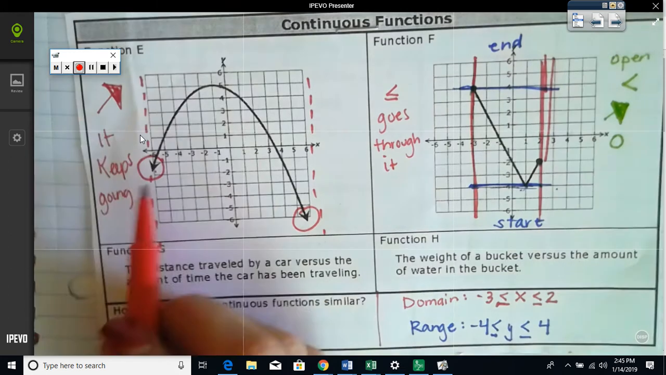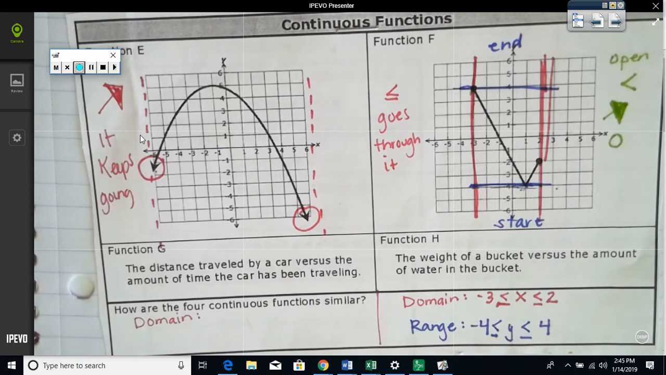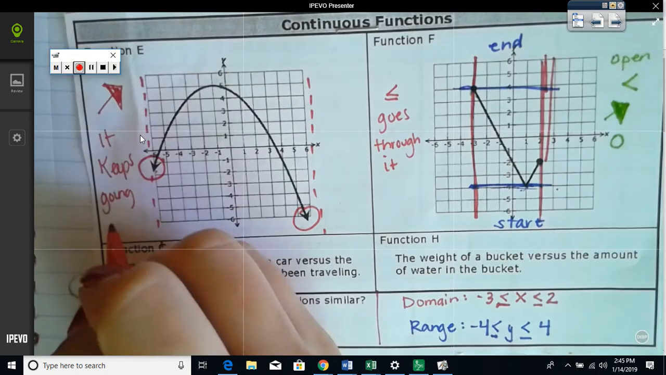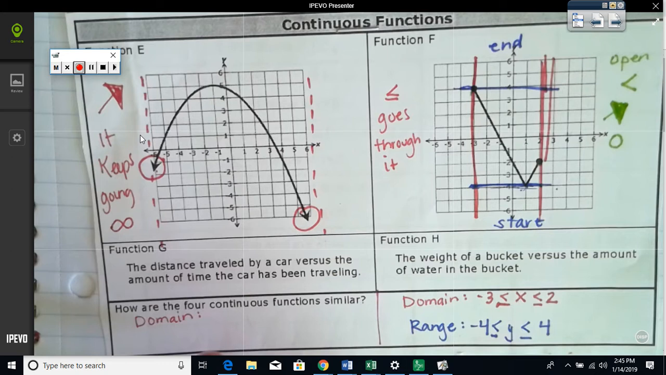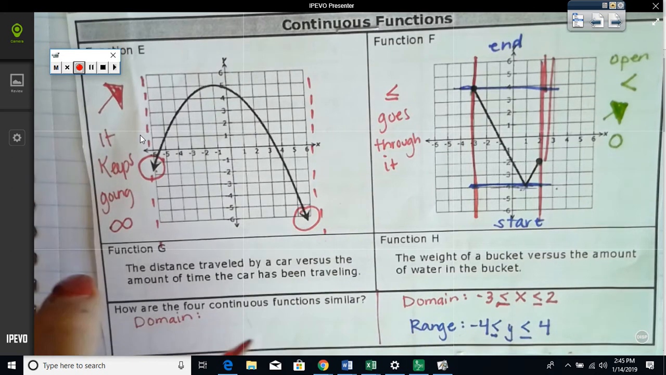So, because it keeps going, do you know what the symbol is for something that goes on forever in math? Yes. So write that down. Anytime you have an arrow, you're not putting a number here. You're putting the infinity symbol.